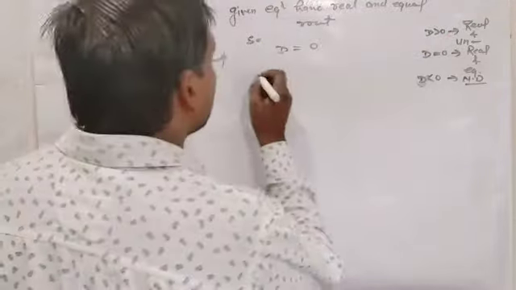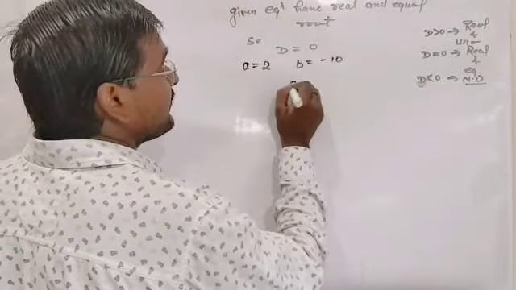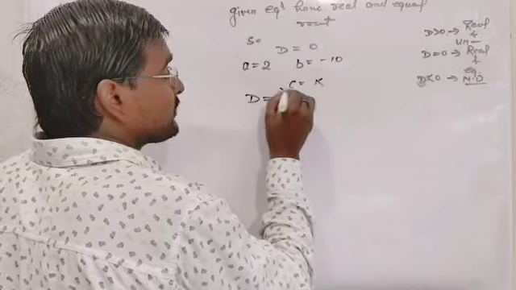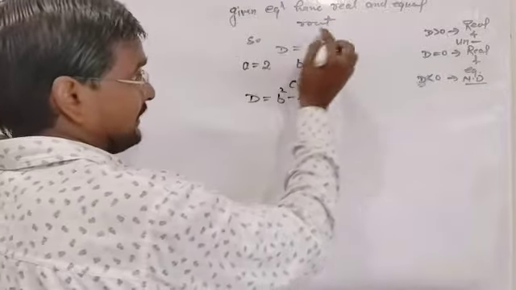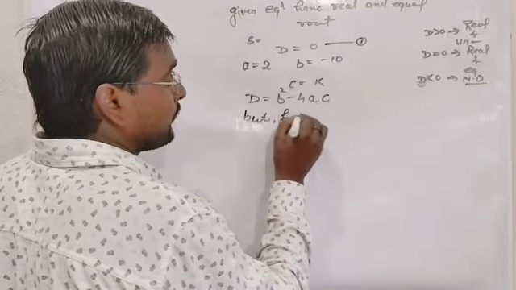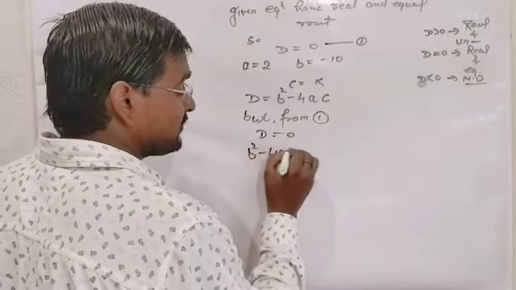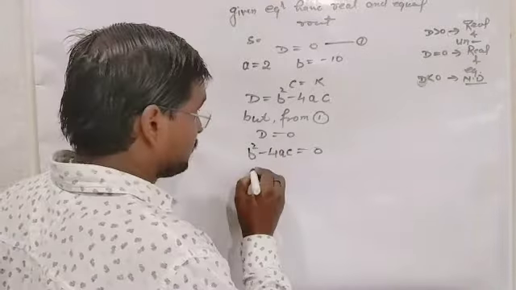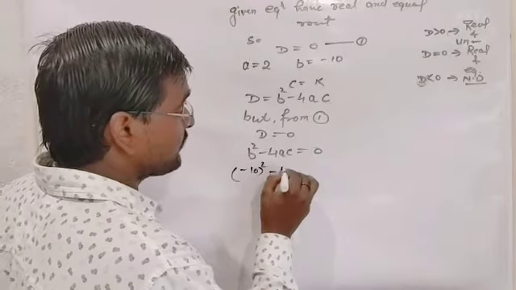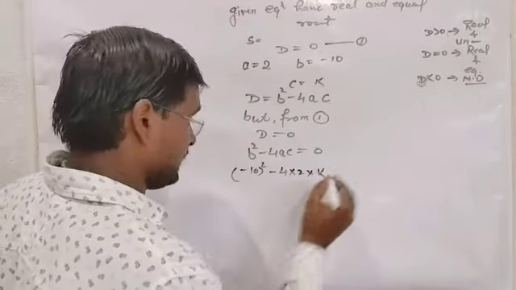Firstly, we obtain the values of a, b and c. The value of a is 2, b is minus 10 and c is k. We know that d is equal to b square minus 4ac, and according to this we have d equal to 0. So b square means minus 10 whole square, minus 4 into a, which is 2, and c, which is k, is equal to 0.